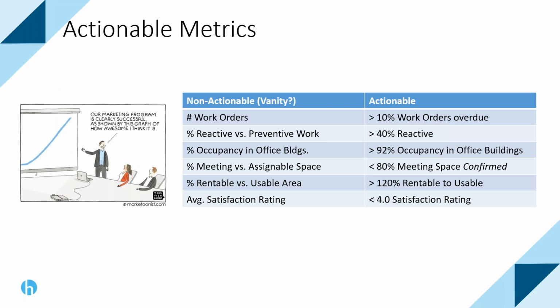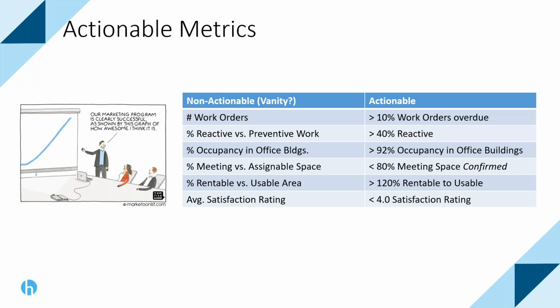So for example, instead of the number of work orders, what about trying to look at work orders that are more than 10% overdue, right? Or sorry, 10% of work orders that are overdue. Or when you get over 40% reactive work, that might be an issue or problem area, because you really want to keep that reactive percentage below 40%. Instead of looking at the occupancy in the buildings, why don't you say, hey, if we go over 92% occupancy in office buildings, that's going to be a problem. We're going to be running out of space. Or maybe less than 88%, that might be a problem because now you're paying for space that you're not using. Those types of things make a metric actionable.